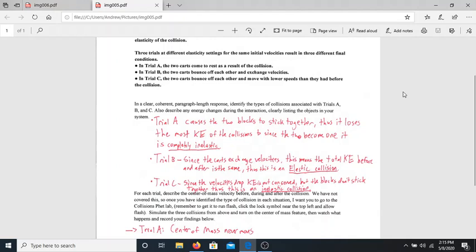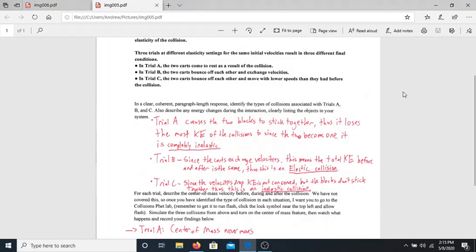And in this case, if I exchange velocities and it doesn't seem like I lose any speed, this is suggesting to me that it sounds like kinetic energy is conserved in this collision. And the only collision where that makes sense is an elastic collision. So for trial B, because the 2 carts bounce off each other and exchange velocities, kinetic energy is not lost. Therefore, this is an elastic collision.